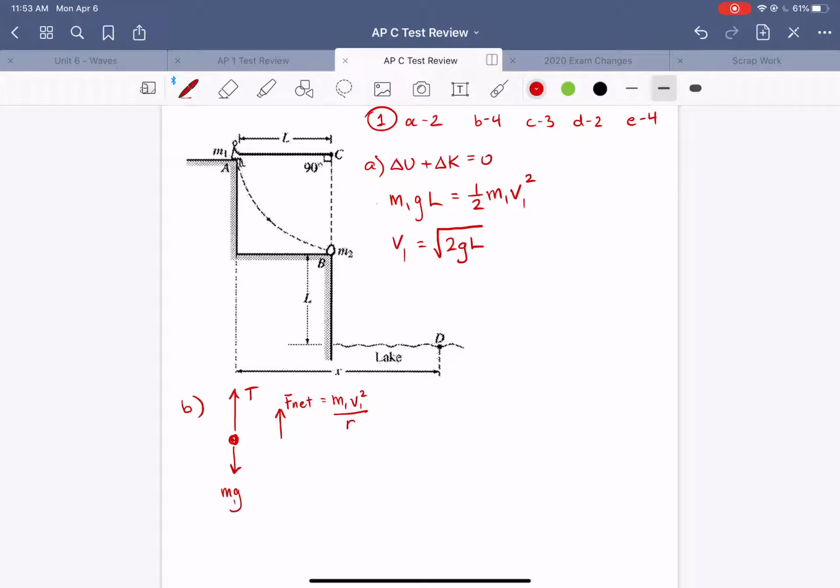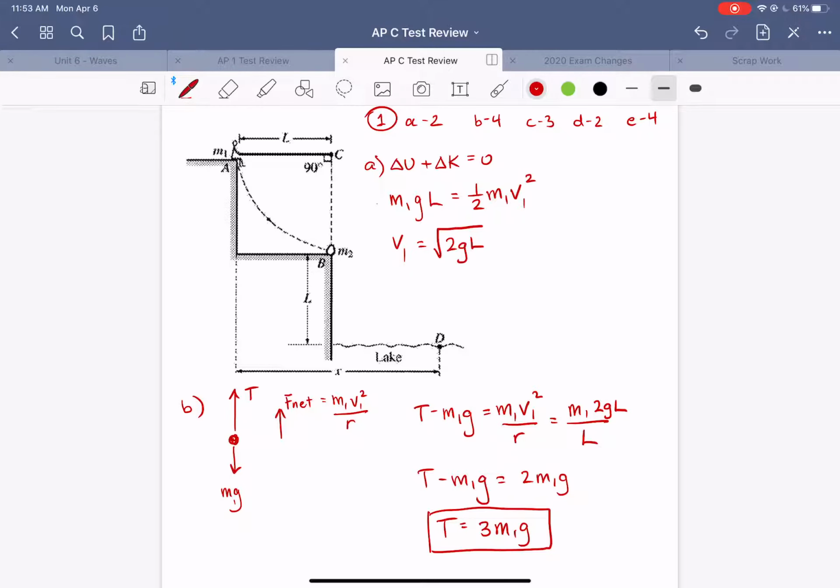All right, so from Newton's second law, the net force in the upward direction is going to be T minus m1g, and that has to equal the centripetal force m1 times v1 squared over r. R is the radius of the path, which is also just L, and v1 squared from part A is equal to 2gL. So we end up with T minus m1g equals 2m1g, or the tension equals 3 times m1g. All right, so the tension is equal to 3 times the person's weight when they reach point B.